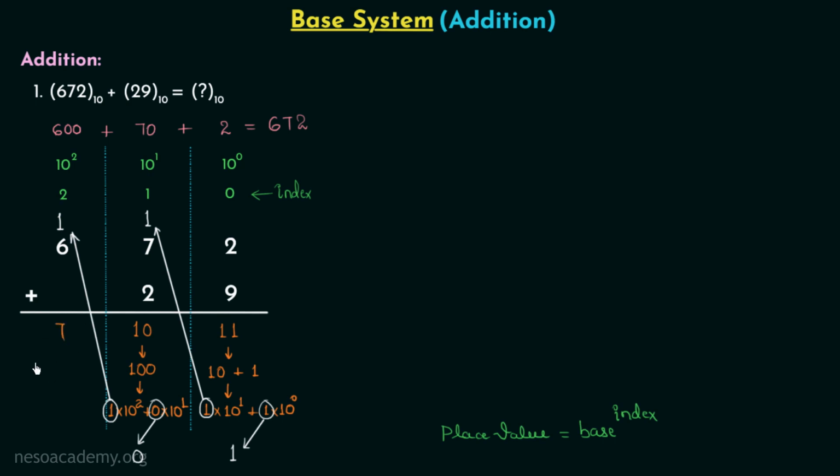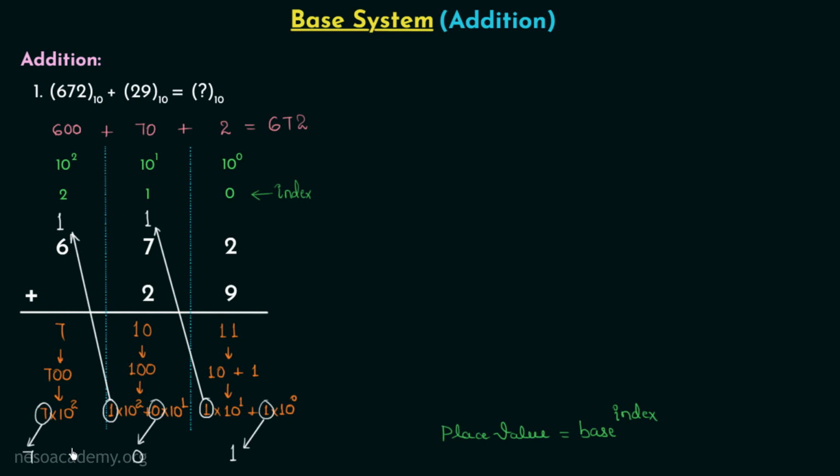Now this 7, when multiplied to the place value 100, will give us 700. 700 we can write as 7 multiplied to 10 raised to power 2. So we have only one digit, and the place value of this digit is 10 raised to power 2, which is the place value of this column. So there will be no carry generated, and this 7 will be our final digit of the result.